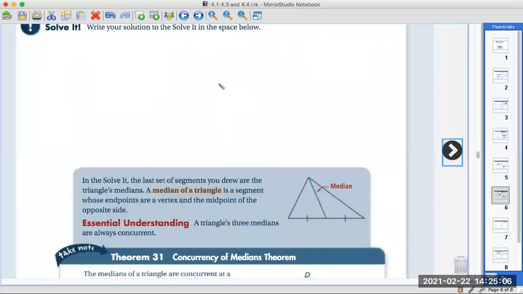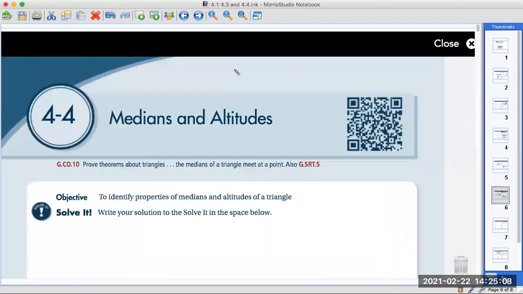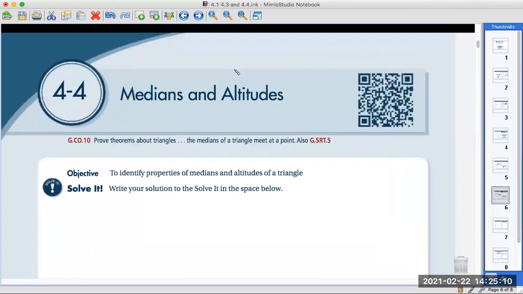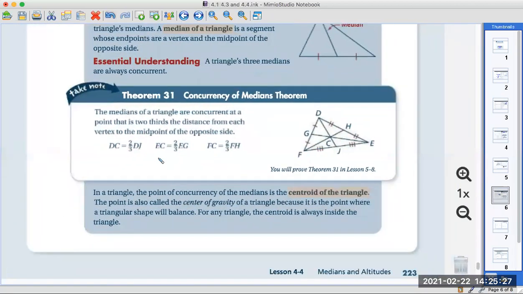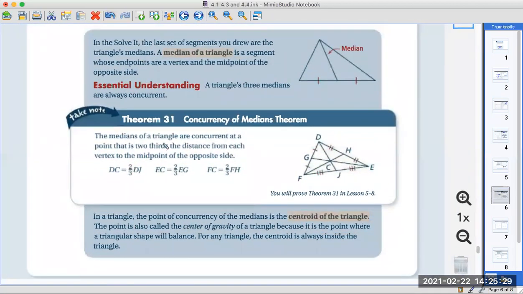Next page is 4.4, medians and altitudes. So sometimes we talk of altitudes as heights. Median is always something in the middle, and altitude is sometimes called a height. Okay, and let's look at our little example here.